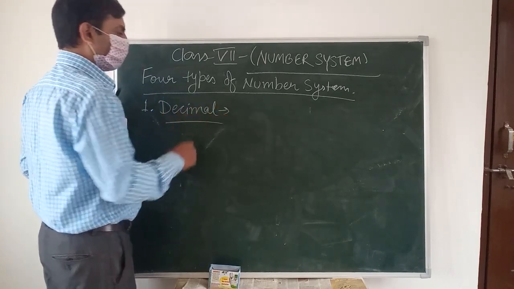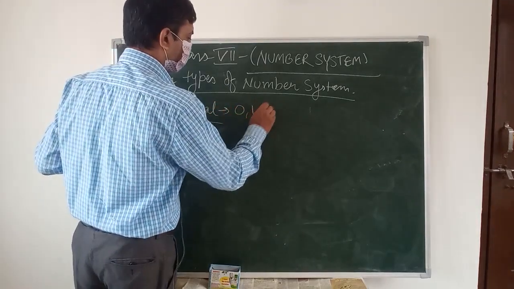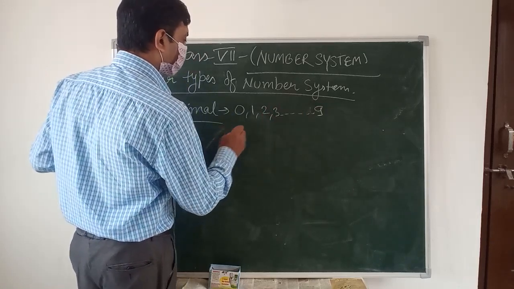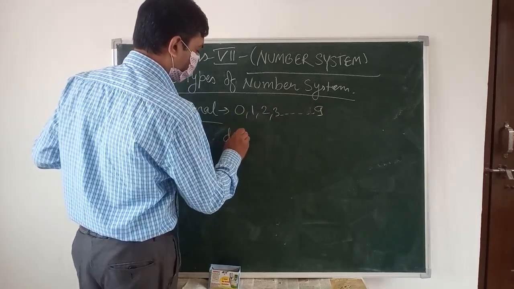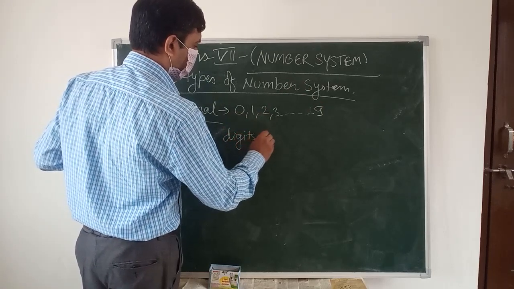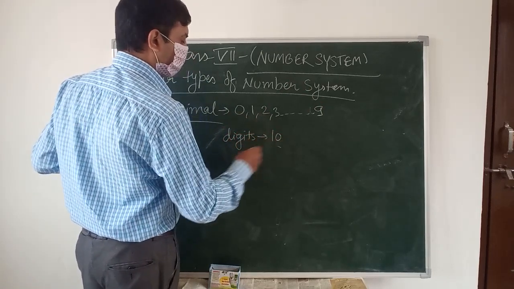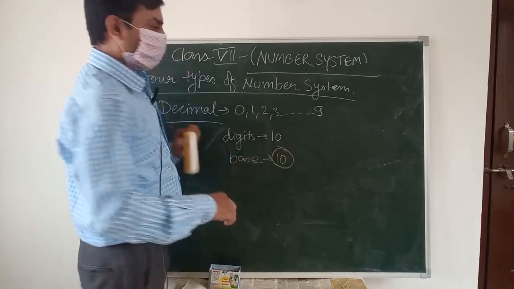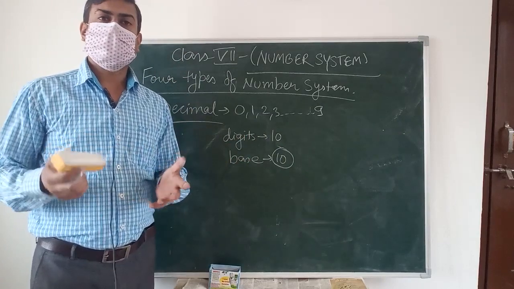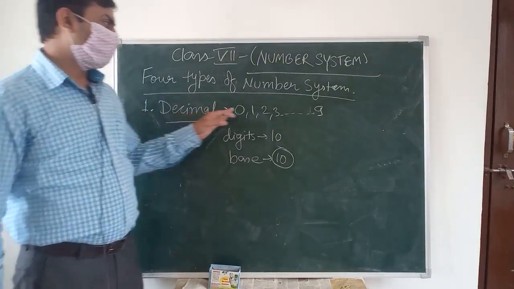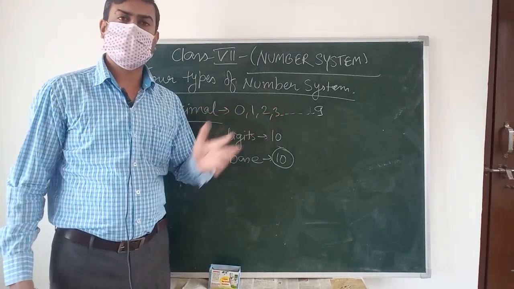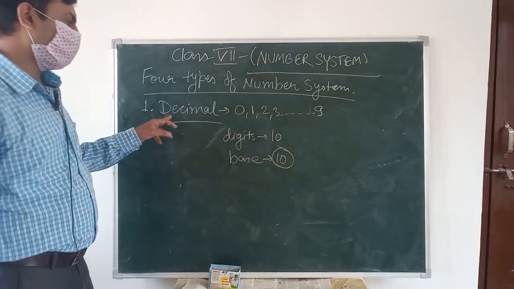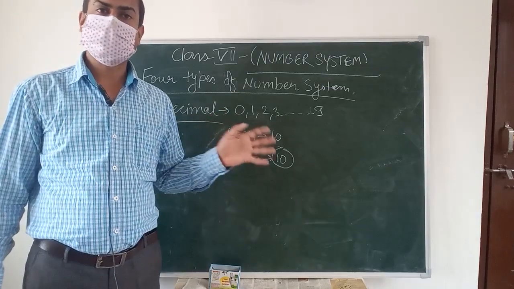So this is digital. Now first is decimal. You know, in decimal 0, 1, 2, 3 like this up to 9 is there. Means total digits are 10. So its base is 10. We will count the number of digits. In decimal 0, 1, 2, 3 up to 9. So when you count, it will be 10. So this decimal number system is having the base 10.